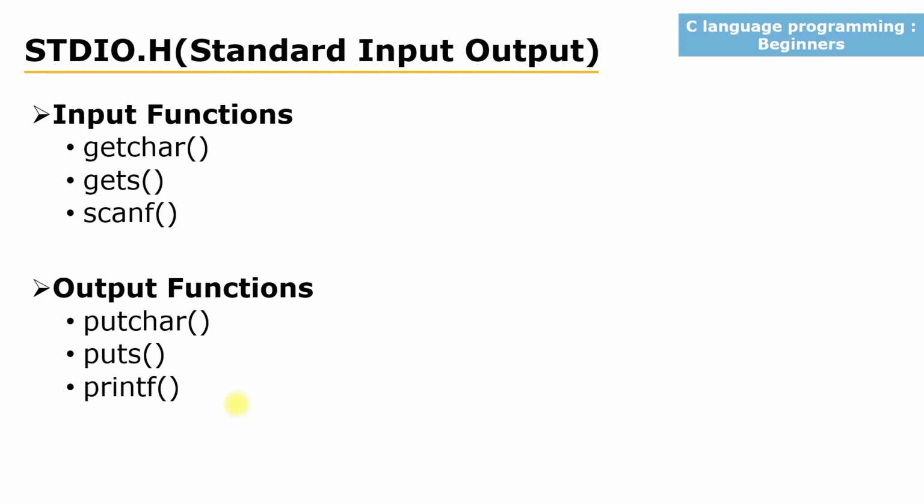And also in the previous video you learned about getchar and putchar. Using getchar, we can read a single character from the keyboard while executing the program, and using putchar, we can write a single character onto the monitor during the execution of our program. Now, let's see about gets and puts functions.